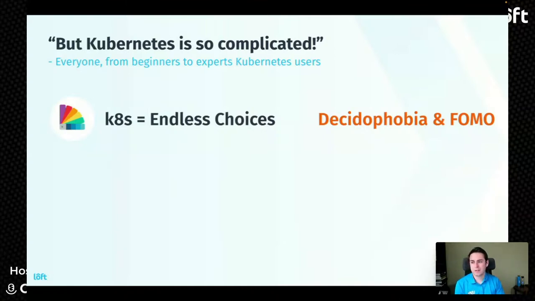But there's also another effect of so many choices in Kubernetes, and that's FOMO, right? You're like, oh, there's this new tool, I got to check it out, right? Oh, there's this new option, right? We got to jump on this hype train, right? You have this fear of missing out on things when these new hypes emerge. And that's another thing that is very, very common in the Kubernetes space.